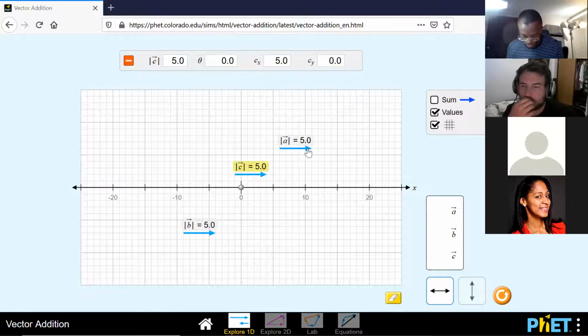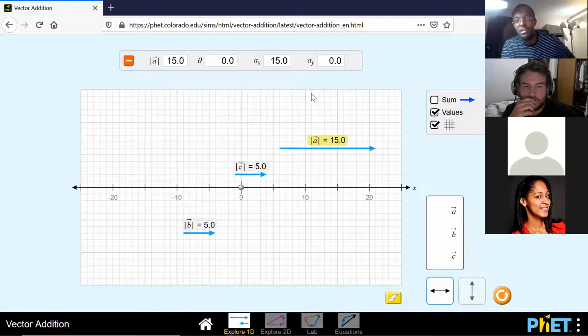Okay. Now extend one of the vectors on the grid by clicking on it and dragging. You don't just click anywhere on the vector. You click on the arrowhead. Like vector A, for example. If I want to make it longer, I click and I drag.